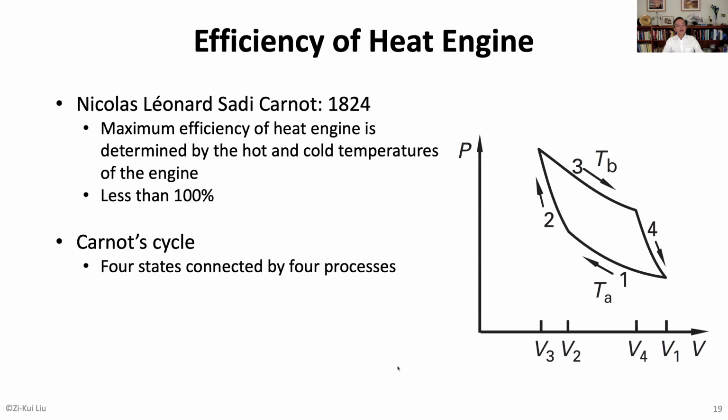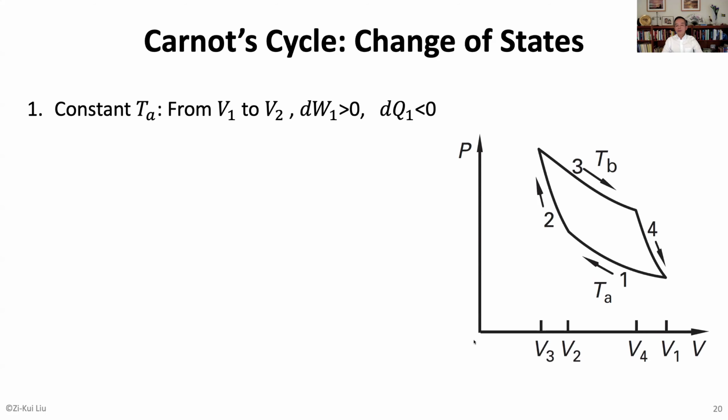The process was studied by a Carnot cycle. It has 4 states of a system connected by 4 processes. State variables of these states are temperature, pressure, and volume. As shown in this diagram, the y-axis is pressure, the x-axis is volume. The 4 processes start from this point.